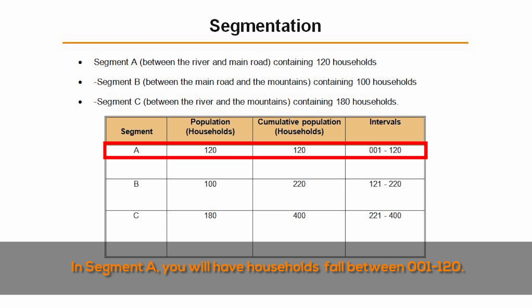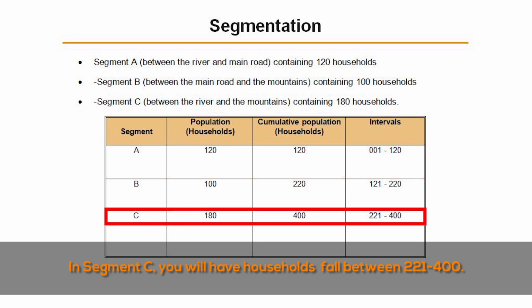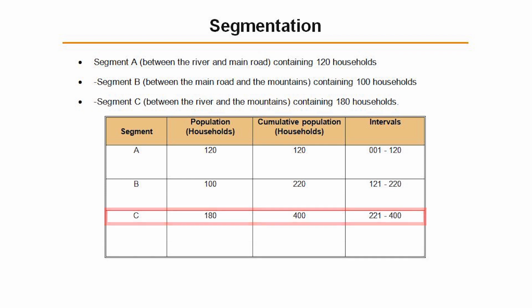In segment A, you will have households fall between 1 to 120. In segment B, households will fall between 121 to 220. In segment C, you will have households fall between 221 to 400.